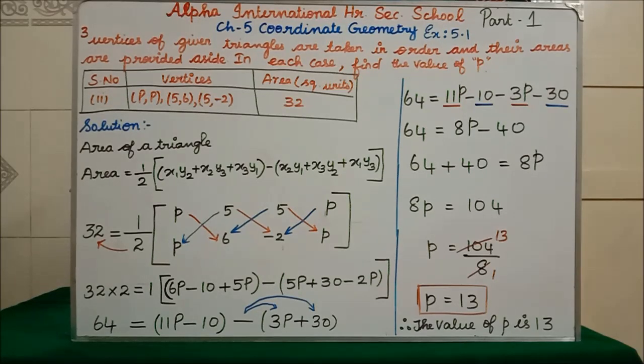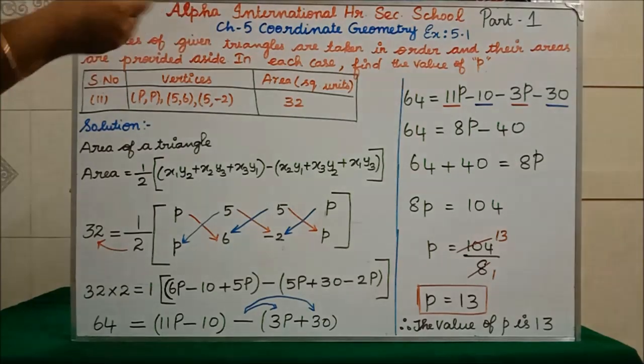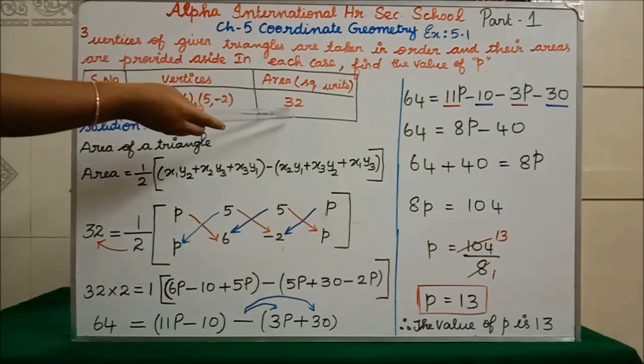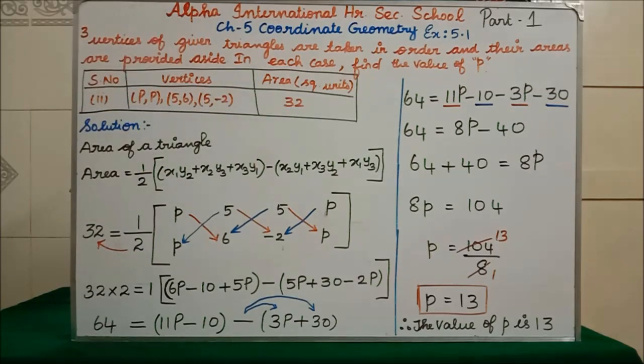Here now in this question they have given the area. They have given the area 32 and they are asking us to find one of the vertices, p comma p. We want to find the value of p. Clear? So far, in the first question, we used the area of the triangle. Isn't it? In the first question we found the area. This value we found. And they gave all three vertices there.